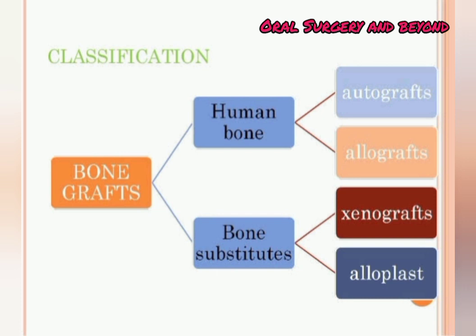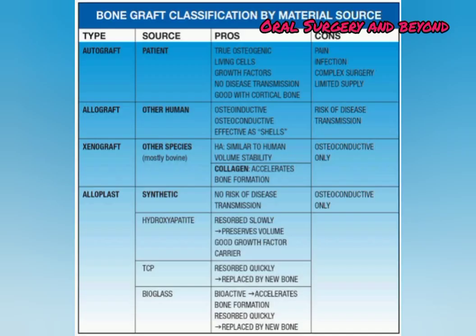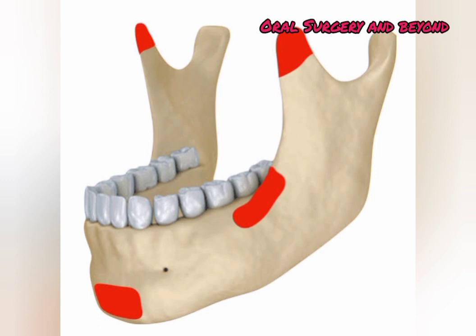Autologous bone graft is taken from the same patient. Allografts are taken from other than the same person. Xenografts are taken from other species, mostly of bovine origin or sheep origin. What is the main difference between allograft and xenograft? Allograft is taken from other humans and xenograft is taken from other living species. This is the main difference. Then synthetic bone graft. Okay, let us see what the autologous bone graft is.